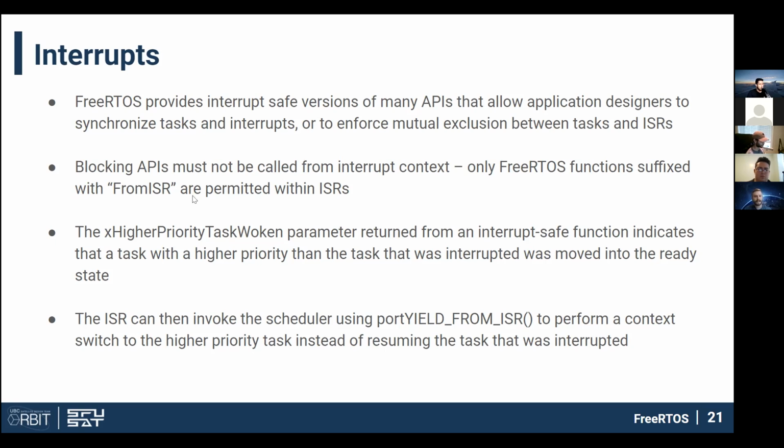So most of these APIs will return this higher priority task woken parameter. And this tells you as the programmer that your invocation of the API triggered a higher priority task to become awoken. So what that means is that inside your interrupt, after you signal the semaphore, if the higher priority task woken flag is true, it means that a higher priority task was woken up, and you need to invoke the scheduler so that your interrupt would not resume to the previous task that was running, but would instead perform a context switch and move to the higher priority task.